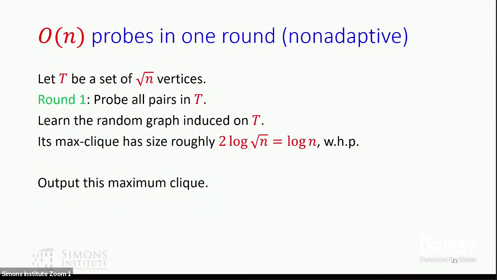So what would you do, let's say, if you had to do all the probes in parallel? No adaptivity at all. You can take a set T of square root n vertices, ask about all the edges inside, and learn the complete graph on these T vertices. This graph has a clique of size 2 log of the size of T, so it's 2 log square root n, which is log n. So you'd find a clique of size log n in one round.